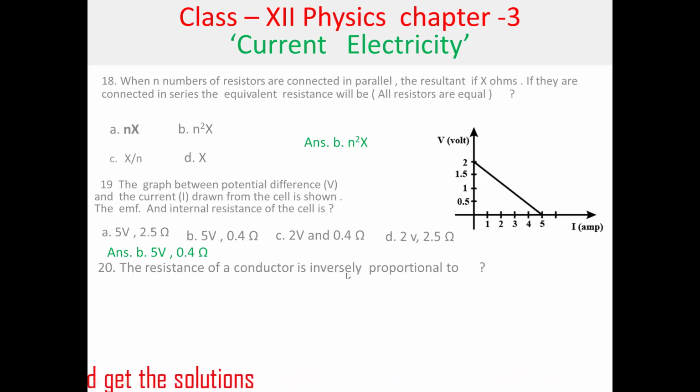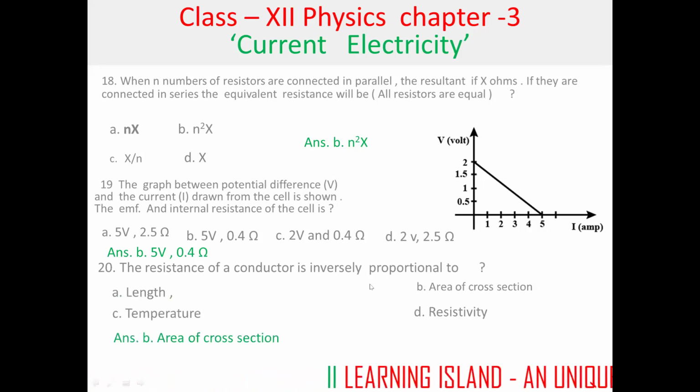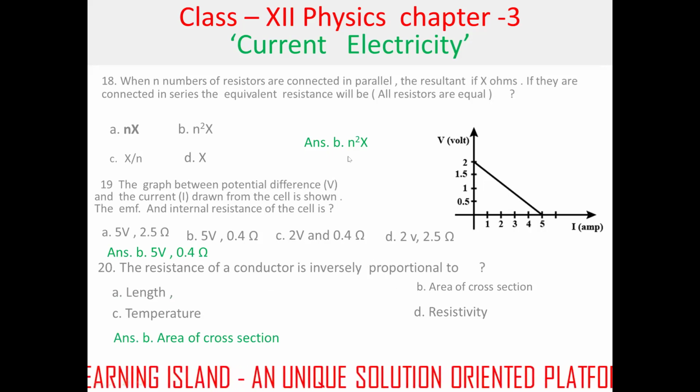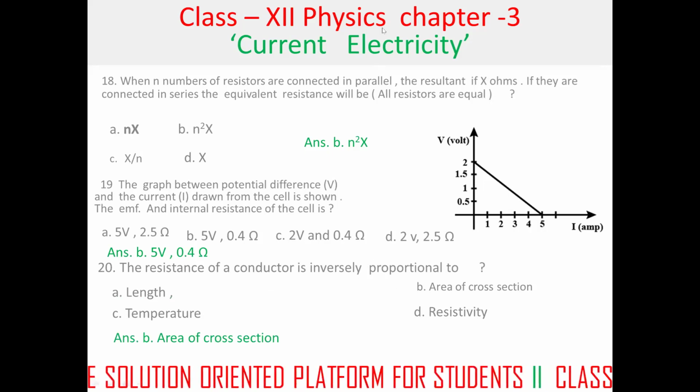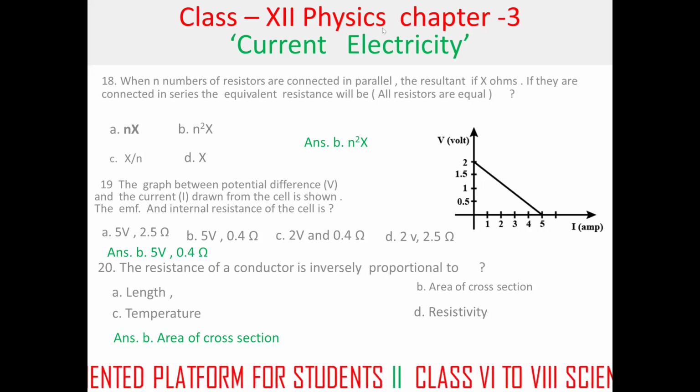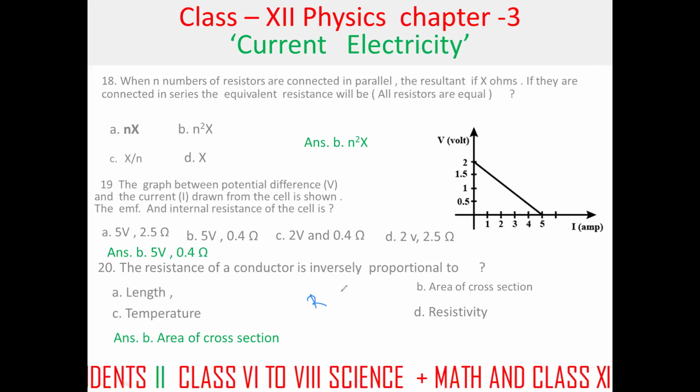Now let us go to the next question. The resistance of a conductor is inversely proportional to, you know that, the area of cross section. No need to explain, because it is from your class 10 topics. R is equal to rho L by A. So here A is in the denominator. So you can say R varies inversely with cross section area. A is the cross section area. Hope this is clear.